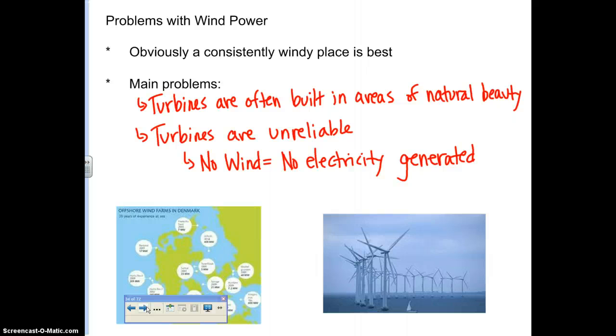Problems with wind power: obviously a consistently windy place would be the best, but the main problems are that turbines are often built in areas of natural beauty. That's kind of sad because you would have to deconstruct some beautiful landscape in order to put those huge turbines up. Turbines are also not very reliable. What we mean by this is if there's no wind, then obviously no electricity will be generated that day. So you definitely want some wind.